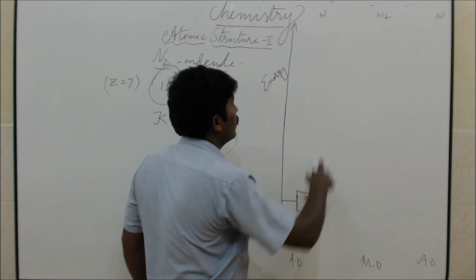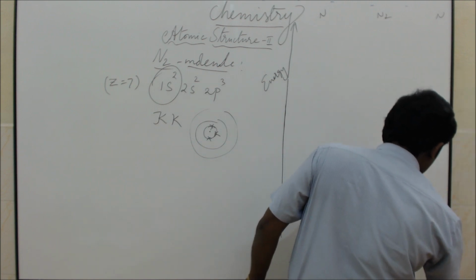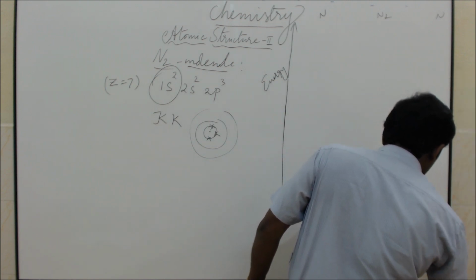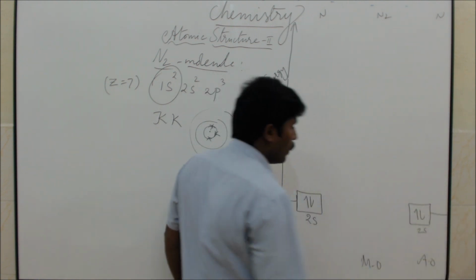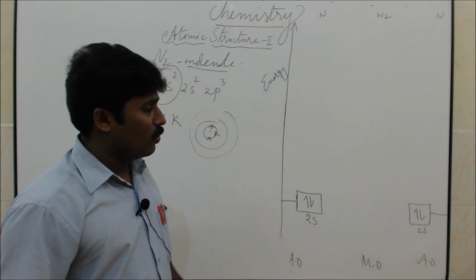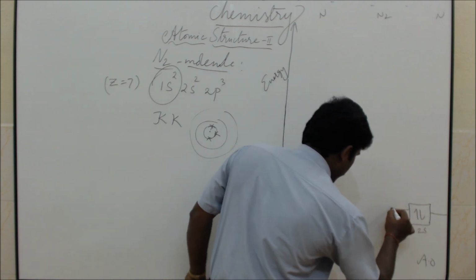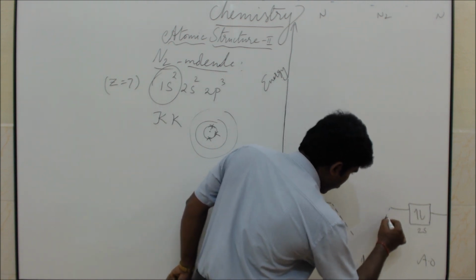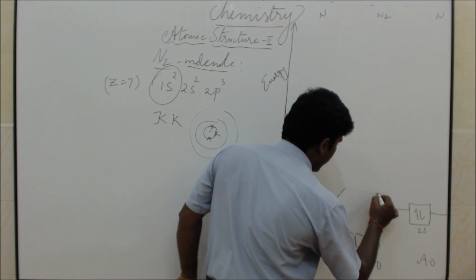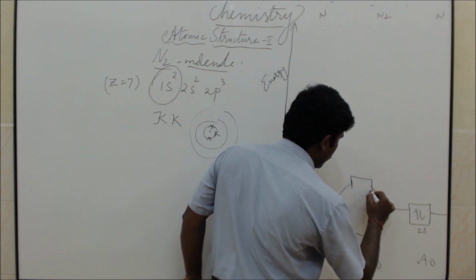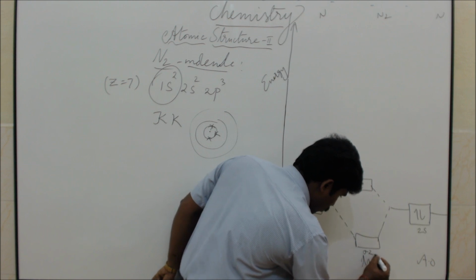So this is 2s from this nitrogen atom, and this is 2s from the other atom. How many electrons do you have? 2 electrons. Now these two atomic orbitals are going to combine to form a molecular orbital. One gets lower energy, named the bonding molecular orbital. The other gets higher energy, named the anti-bonding molecular orbital.